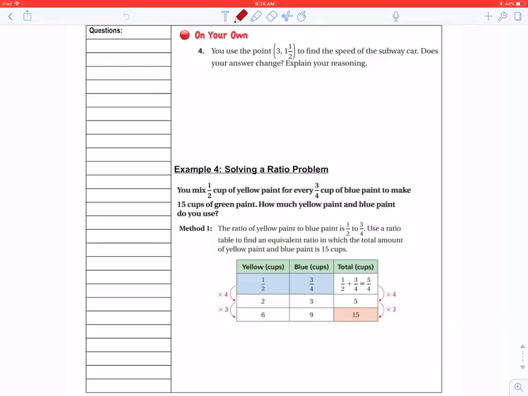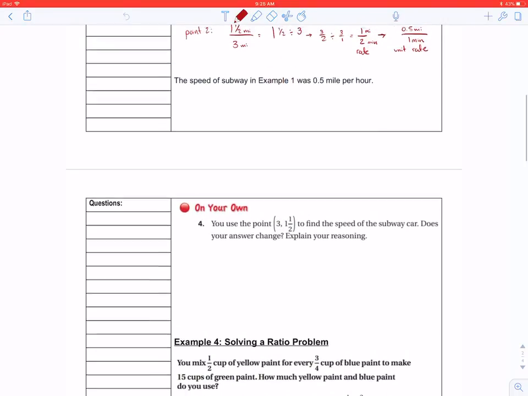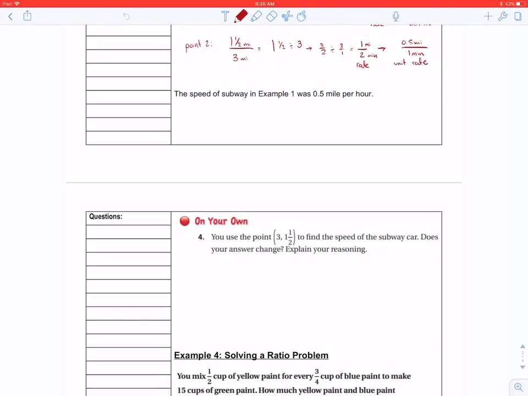So the on your own question asks, you use the point (3, 1.5) to find the speed of the subway car. Does your answer change? Explain your reasoning. And we actually just did that in the last video. That's how we finished it up. We solved the speed of the subway car using the second point, which was (3, 1.5).